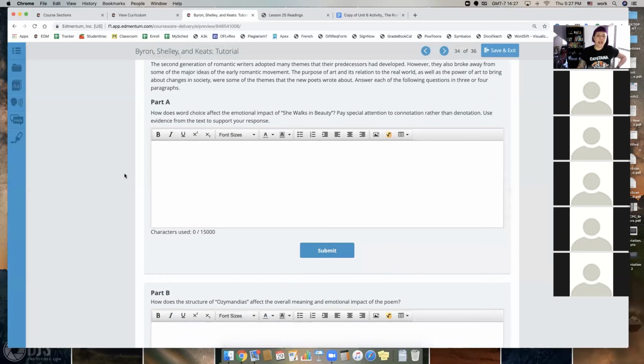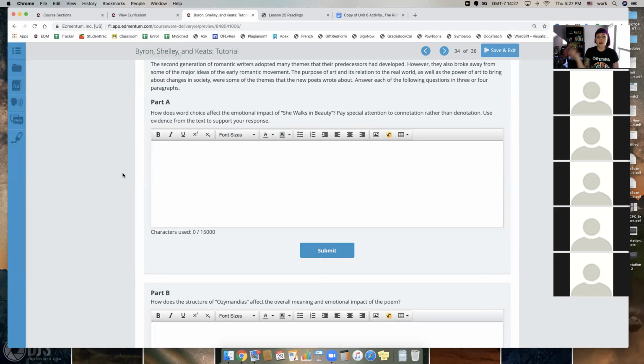So for part A, how does the word choice affect the emotional impact of She Walks in Beauty? Pay attention to connotation rather than denotation. So this came up in 12A. If you're not super sure what connotation versus denotation is, that's okay. I'm here for that. So denotation of a word is its dictionary definition. If you look up a word, that's its denotation. That's just what it is.